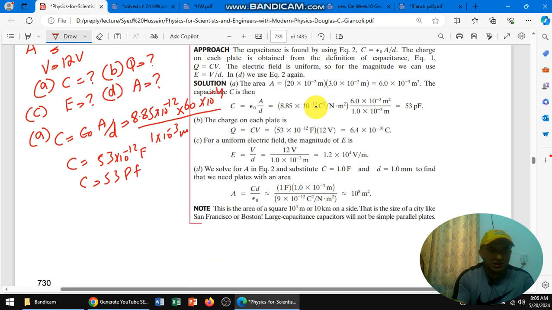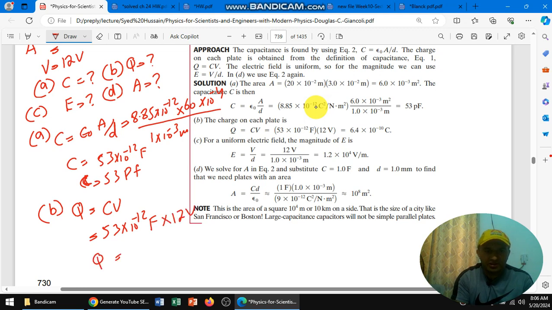For part B we need the capacitor charge Q. The simple formula is Q is equal to CV. C is the capacitance, 53 into 10 to the power minus 12, which we already found in the previous part. We put this value of C, 53 picofarad, multiplied by the potential, 12 volt. Now we multiply and get the charge, that is 6.4 into 10 to the power minus 10 coulomb.